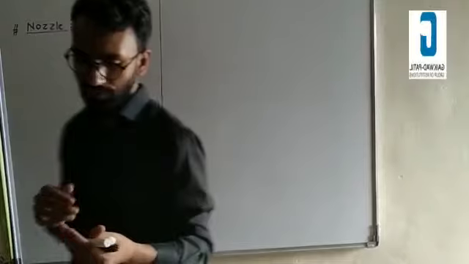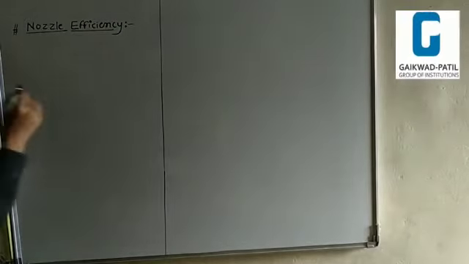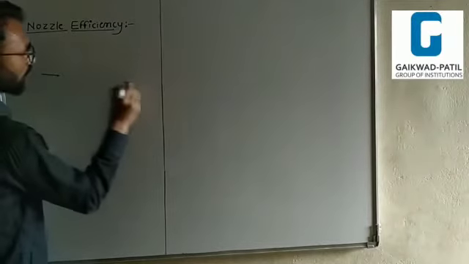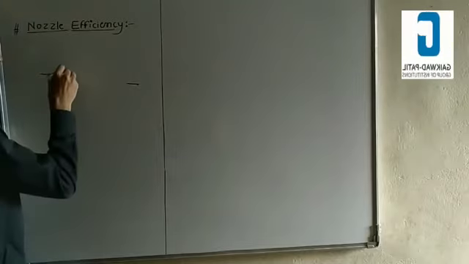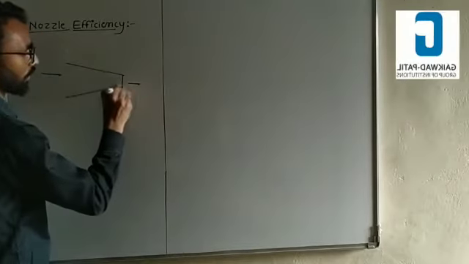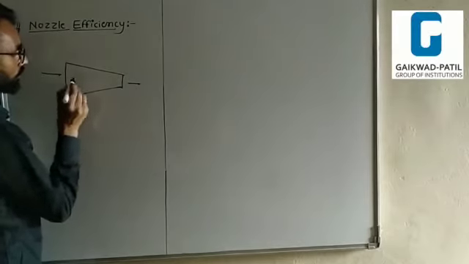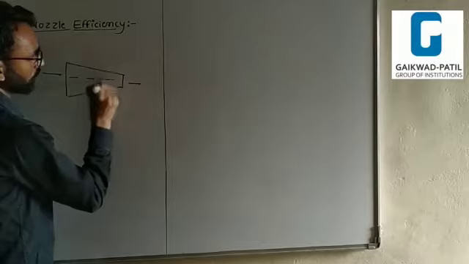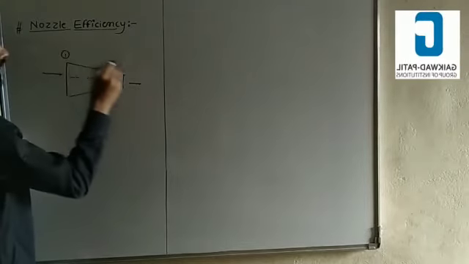Now look here. This one is the entry point of the nozzle and this one is the exit point of the nozzle. The nozzle increases the velocity like this and drops the pressure. This one is a nozzle.